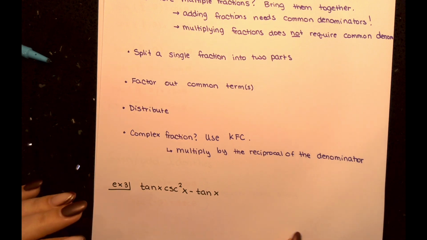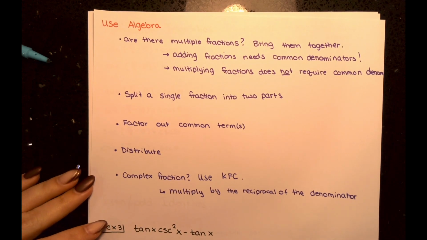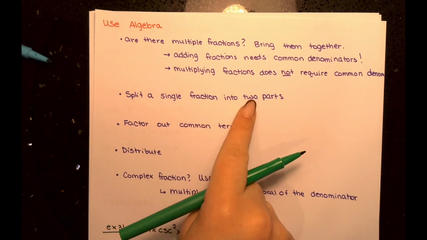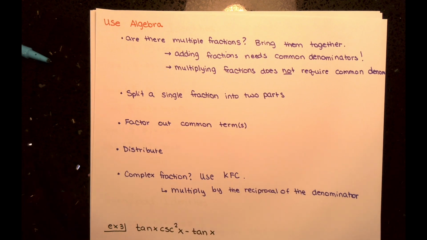Now, sometimes you're going to need to use some algebra. If there are multiple fractions, you're going to need to bring them together. Adding fractions needs common denominators. If you're multiplying fractions, it doesn't require common denominators, and you can just multiply straight across, not diagonally. Sometimes you're going to need to split a single fraction into 2 parts. We saw that in our last video where we had a binomial in the numerator, and we can split it into 2 fractions instead of 1.